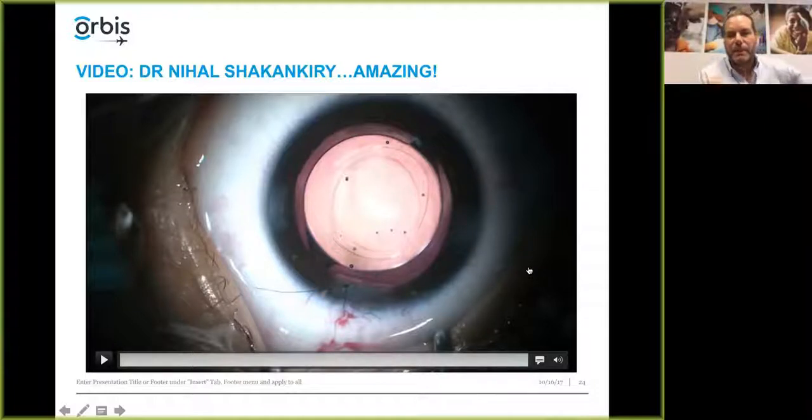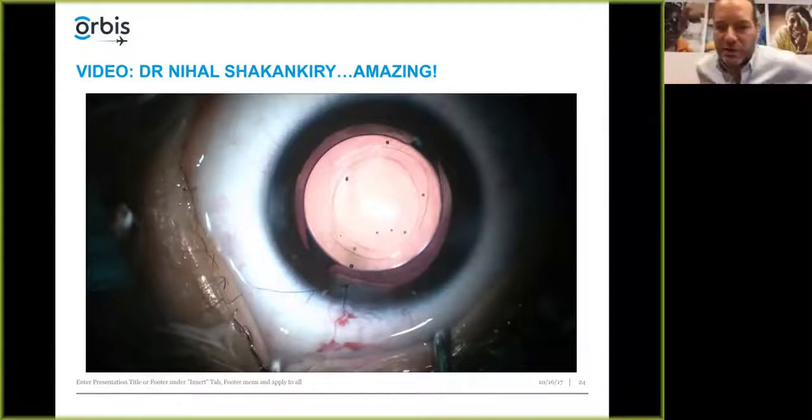All right, so I think this is a beautiful illustration of how to do manual tears, anterior and posterior, and do a vitrectomy from the front and place an IOL. And I'll see that we get this video up live so that you can all benefit from this.